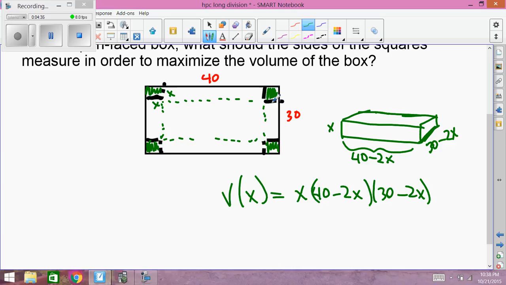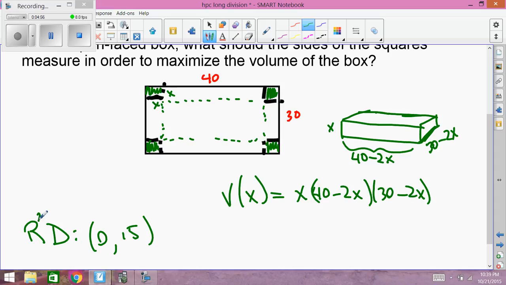You know, x probably isn't going to be 0, but maybe just a little bit over that. So our relevant domain, I'll put RD, is going to be from 0 to 15. And I'm not going to include either of those endpoints.